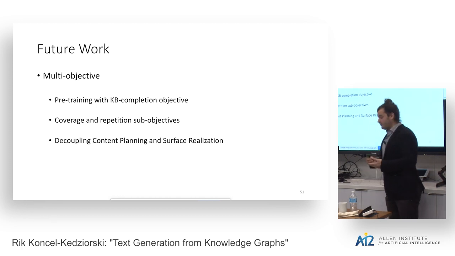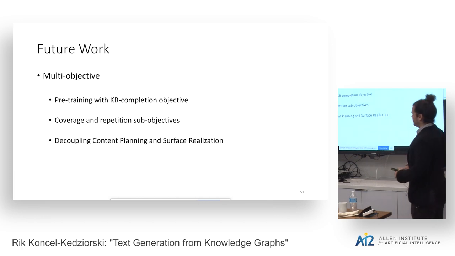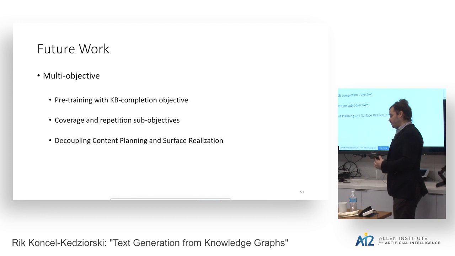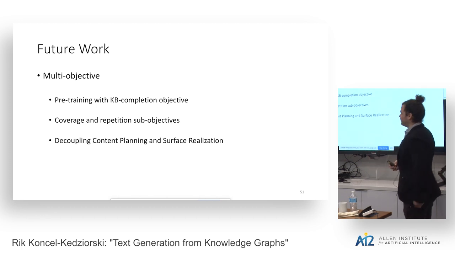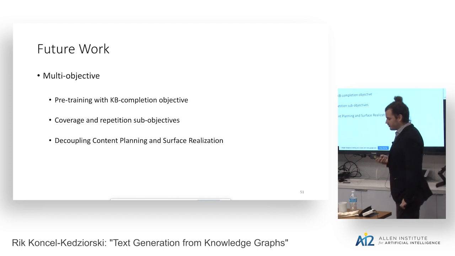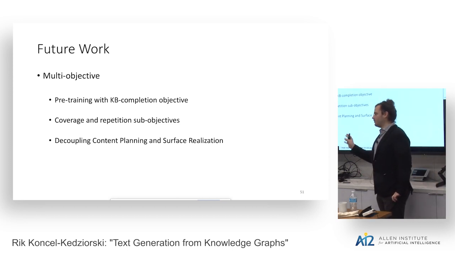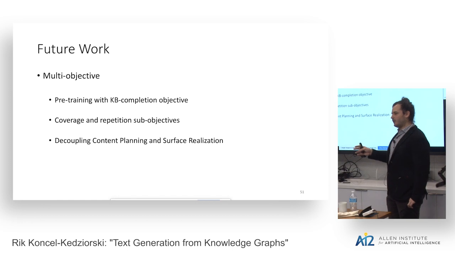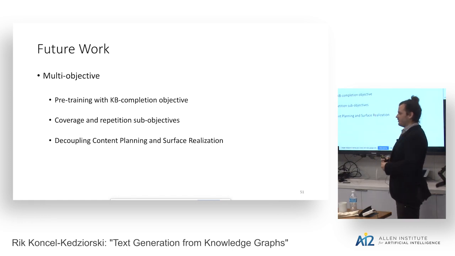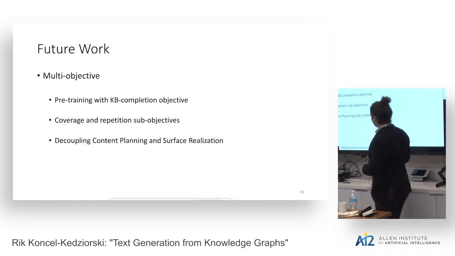Additionally, this is a pretty simple end-to-end model that's trained with a cross-entropy loss. It would be good to have some more objectives in here to maybe help add robustness to the graph encoding. One I was thinking of is pre-training with a knowledge-based completion objective. We would mask out one vertex of the knowledge graph and then try to predict that from all of the others, and this would bolster the representations of every vertex.